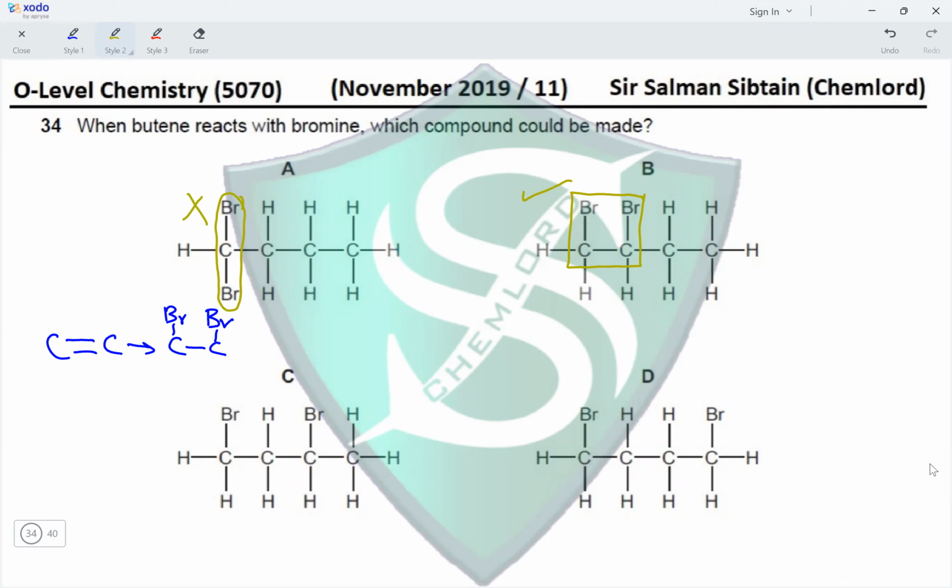In structure C, the two bromine atoms are present on two carbon atoms with a CH2 group between them, making it incorrect. And in structure D, two bromine atoms are present on two carbon atoms on the extreme ends of the molecule, making it incorrect. So the correct option for this question is option B.